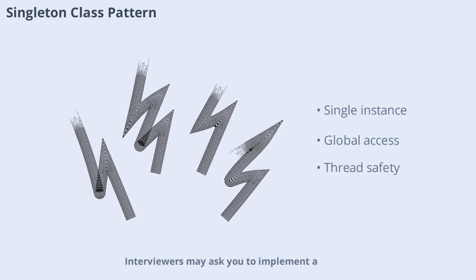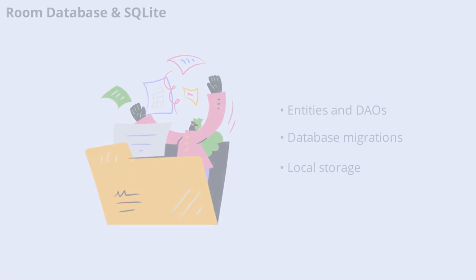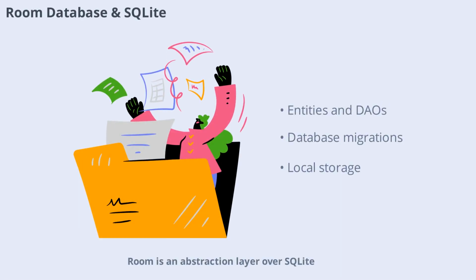Interviewers may ask you to implement a thread-safe singleton and discuss its pros and cons. Room is an abstraction layer over SQLite, making database access easier and safer. Interviewers may ask about Room's advantages, how to define entities and DAOs, and how to perform migrations. Understanding Room and SQLite is vital for building apps that require persistent local storage.